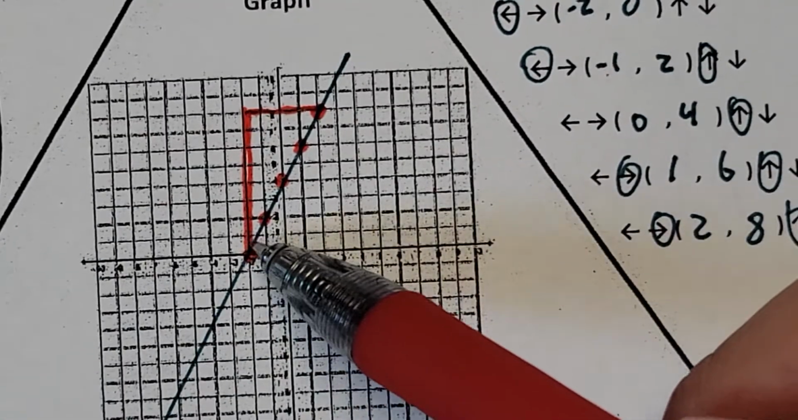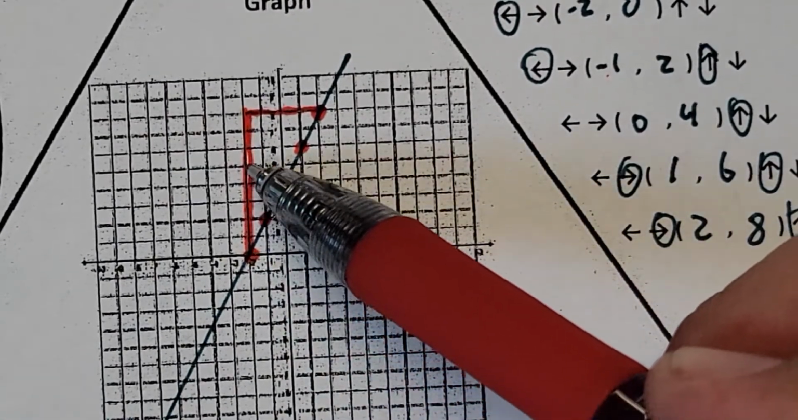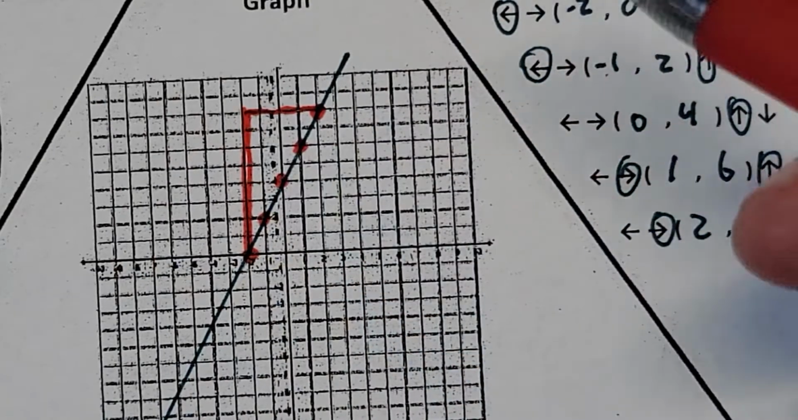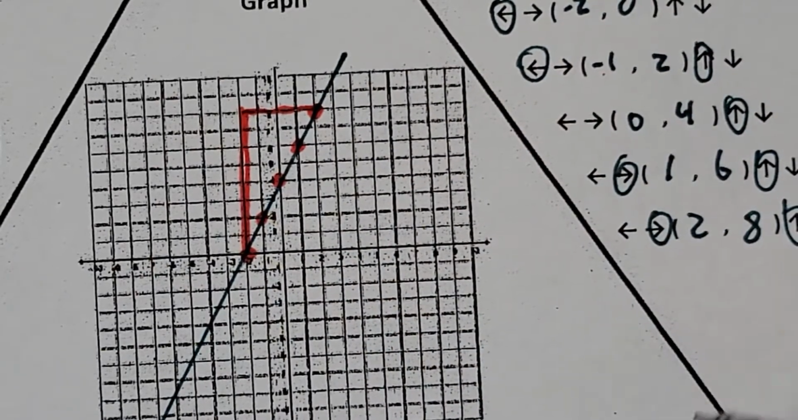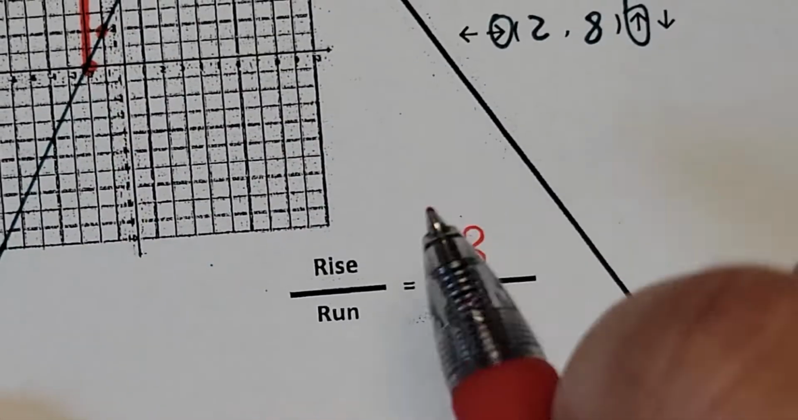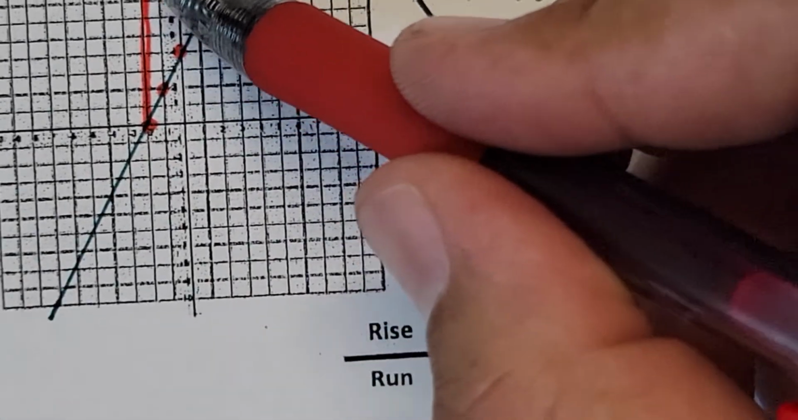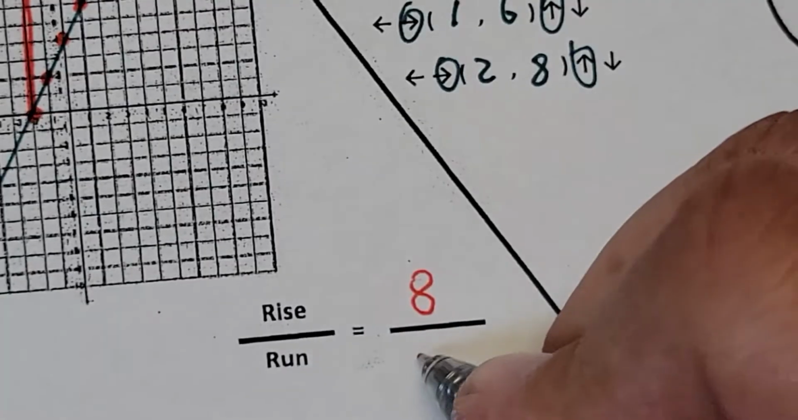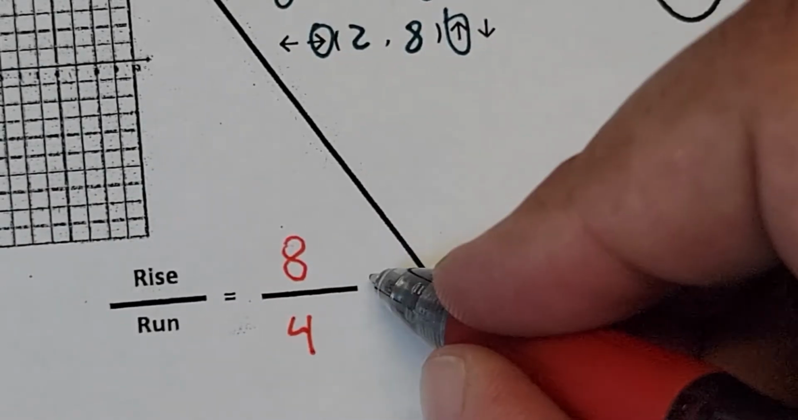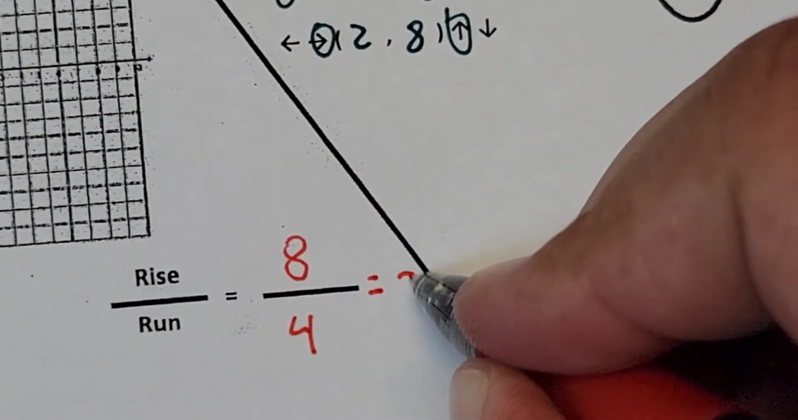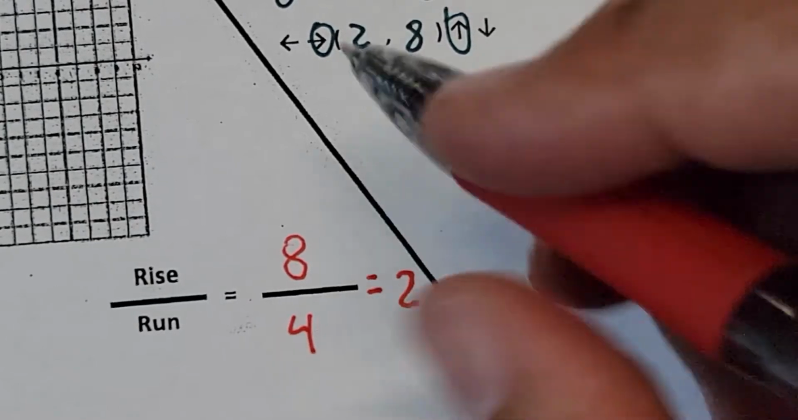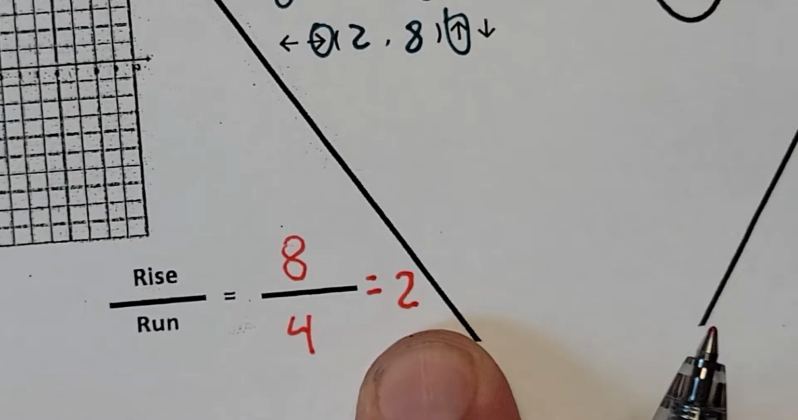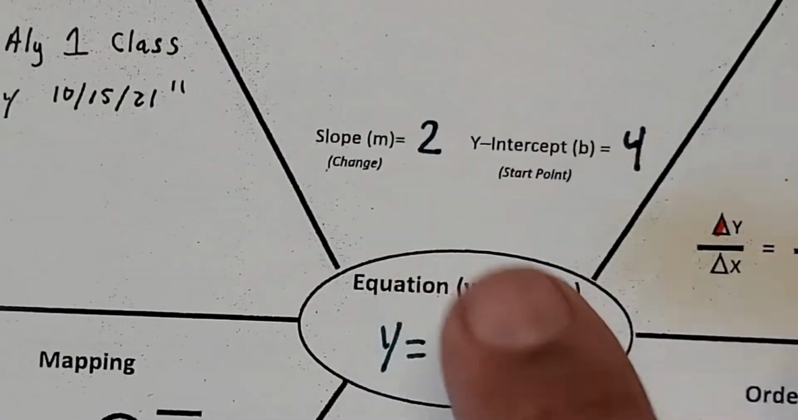So let me count. It's going to be 1, 2, 3, 4, 5, 6, 7, 8. That's 8. It's positive because you're going up. And then 1, 2, 3, 4. 8 divided by 4. Put it in your cell phone, I guess. Puede usar el celular. And that's going to be 2. So that means that it matches. 2, 2, 2, 2. Good.